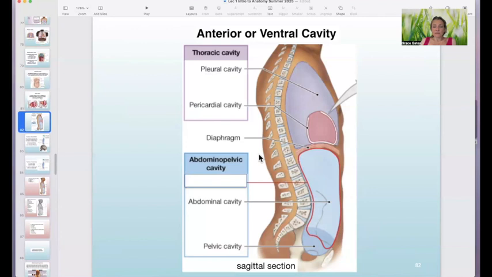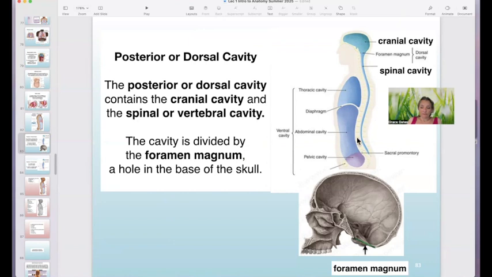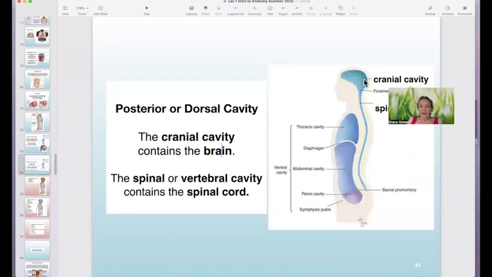And here's a sagittal section showing the anterior or ventral cavity, the thoracic cavity with the pleural cavity and the pericardial cavity, the abdominopelvic cavity with the abdominal cavity and the pelvic cavity. The posterior or dorsal cavity contains the cranial cavity and the spinal or vertebral cavity. And this cavity is divided by the foramen magnum, a hole in the base of the skull, into the superior cranial cavity and the inferior spinal cavity. The cranial cavity contains the brain, and the spinal cavity contains the spinal cord.